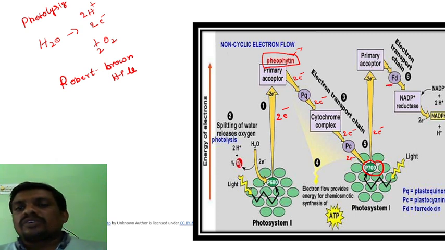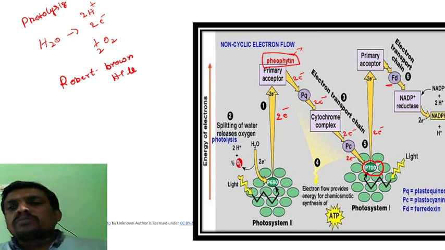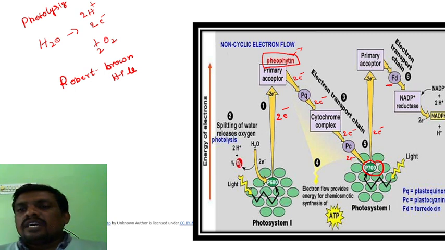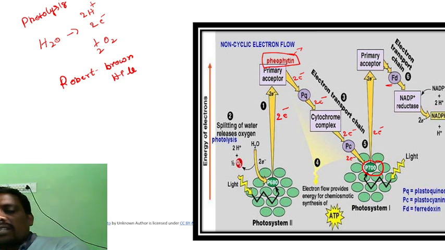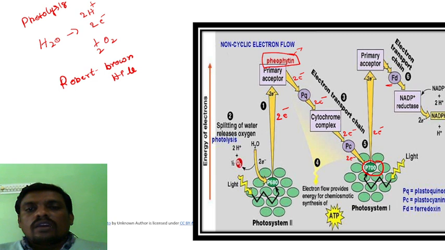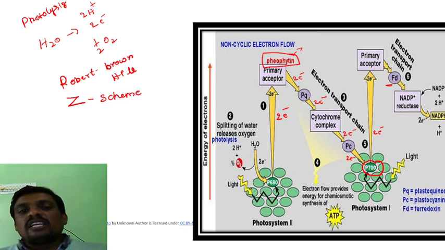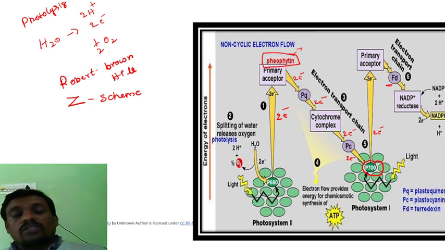Now, from P700, the two electrons again move in the upward direction and are received by the primary electron acceptor. When the electrons move onward, NADP will be converted into NADPH by an enzyme called NADP reductase. What is that? NADP reductase. Finally, this is the non-cyclic form, or Z scheme. It is also known as Z scheme reaction, non-cyclic photophosphorylation or non-cyclic electron flow.